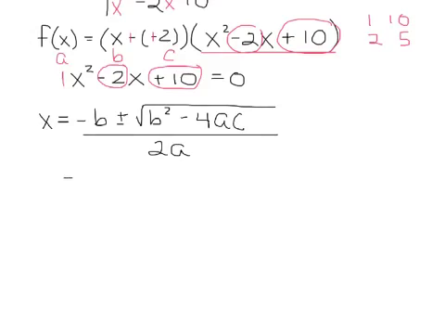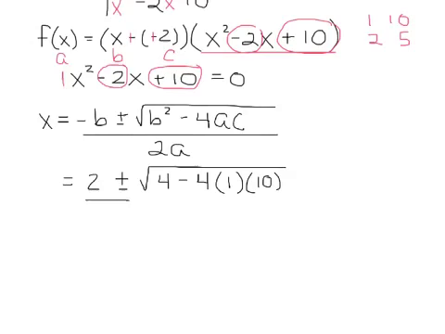So putting the numbers into the formula, the opposite of the b number is negative 2, the opposite of that will be positive 2, plus or minus square root. The b number squared, negative 2 times negative 2 would give us 4. Now this part is where some students have trouble, so we'll slow down. Minus 4, the a number is 1, the c number is 10. All over 2 times 1, or just 2.